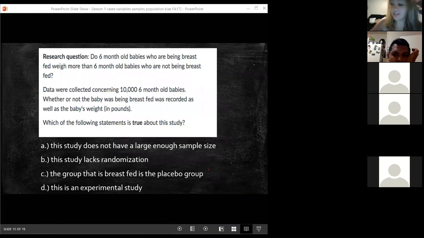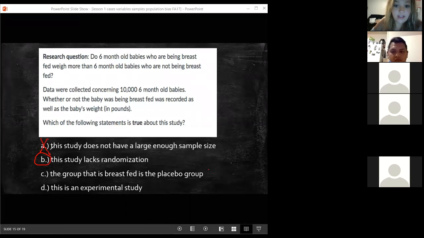So the answer to this one is going to be B. Let's go through all the options and see why it would be B. First of all, A is saying the study does not have a large enough sample size. That's not true because it does have a large enough sample size. Our N is equal to 10,000. That's a big sample size. So that's not going to be the right one in that case. So A, we can cancel that one out.